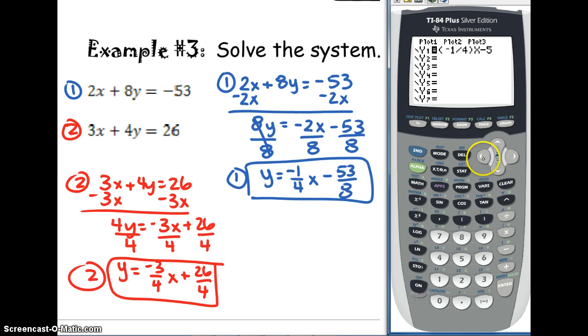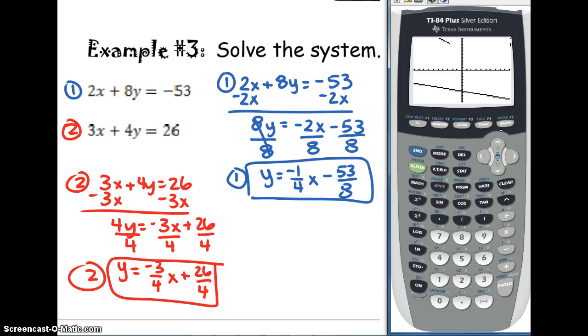Oh, no. I need parentheses. I forgot it's a fraction. 53 divided by 8. Close it up. All right, that looks good. Second equation is -3/4, so make sure you use parentheses. X is on the outside. Plus 26/4, so make sure you use parentheses again. All right, let's go ahead and graph it, see what that looks like.